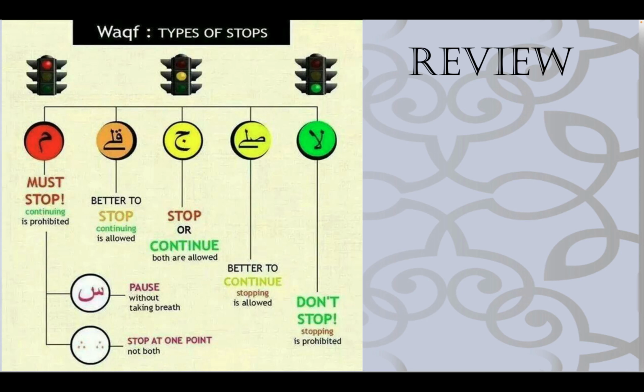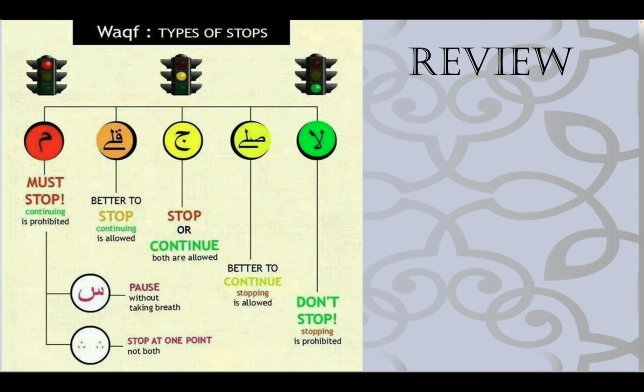And all the way to the left, the meem, which is indicated by a red light, is a point at which you must stop, right? Continuing is prohibited. And if you continue, you can change the meaning. And basically at the lam alif, which is the green sign on the right, if you stop and you basically ignore the sign, that might also change the meaning.